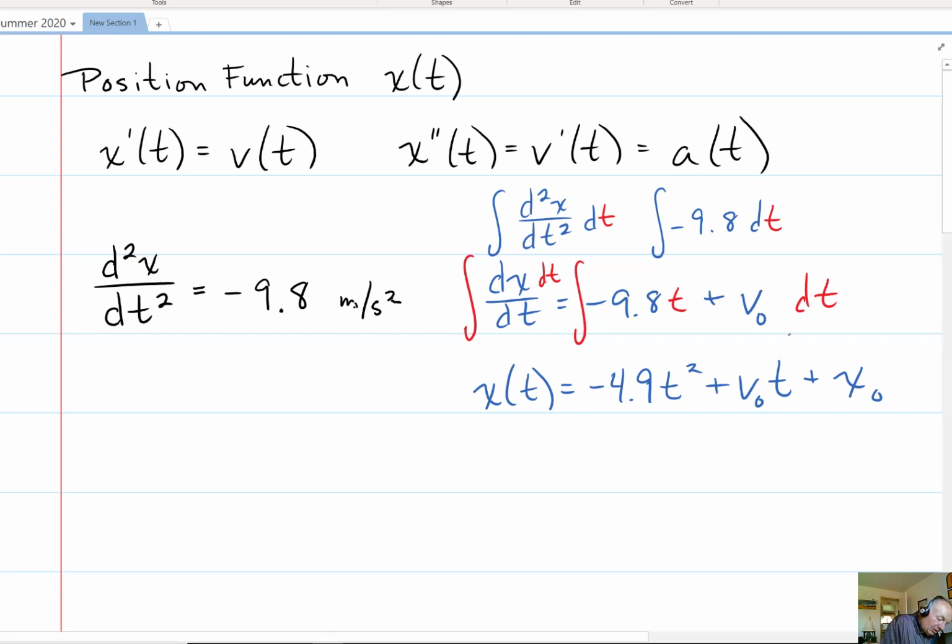Now if we were real careful, we would look at this. This is the initial velocity. It's the velocity at time 0. That's always going to be the case. And this is the initial position, in other words, the position at time 0.